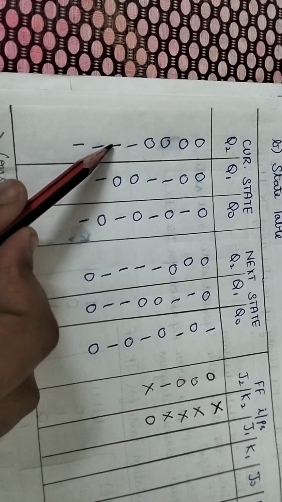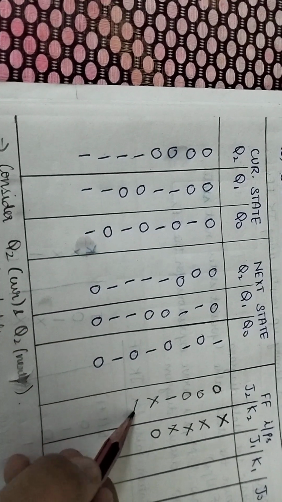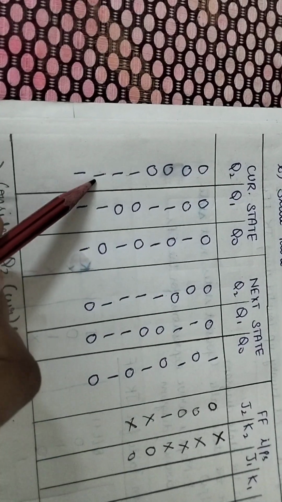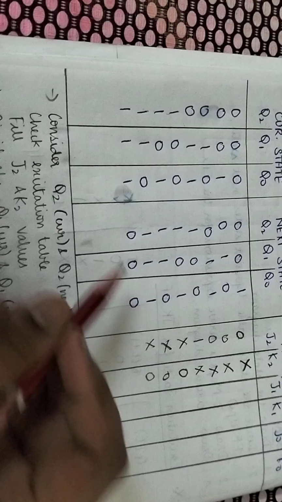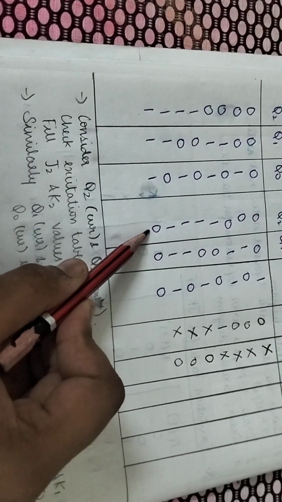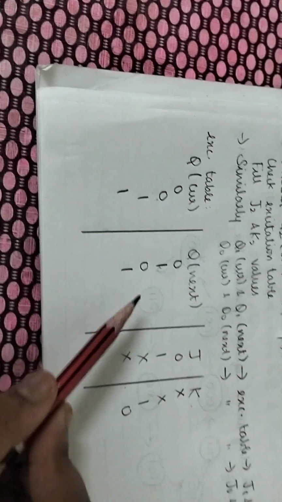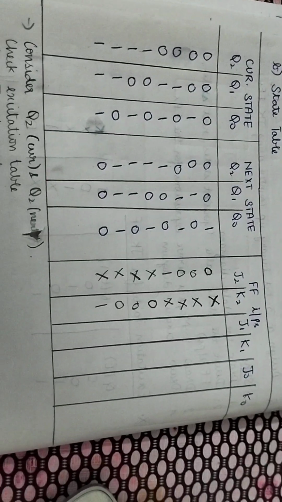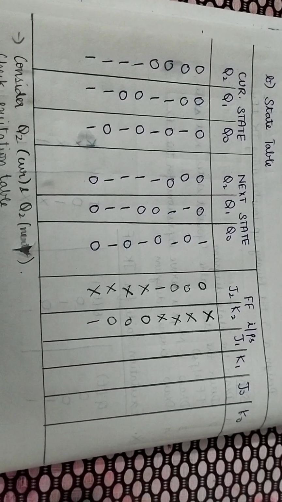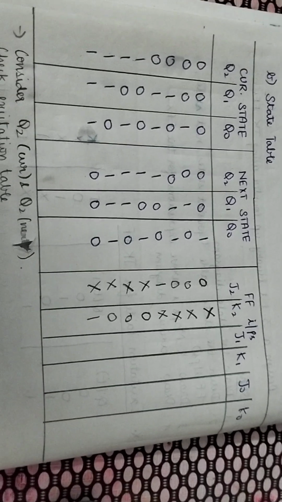Similarly, it is 1. I want it to remain at 1. Don't care 0. It is 1. I want it to remain at 1. Don't care 0. It is 1. I want it to change to 0. 1 0 is don't care 1. So don't care and 1. So we know what input should be given at every state for the J and K of the second flip-flop.